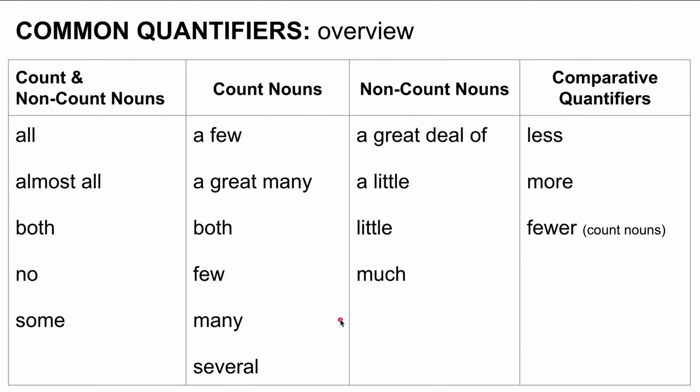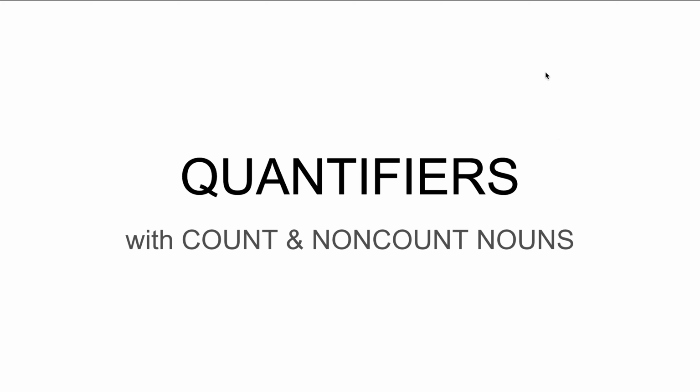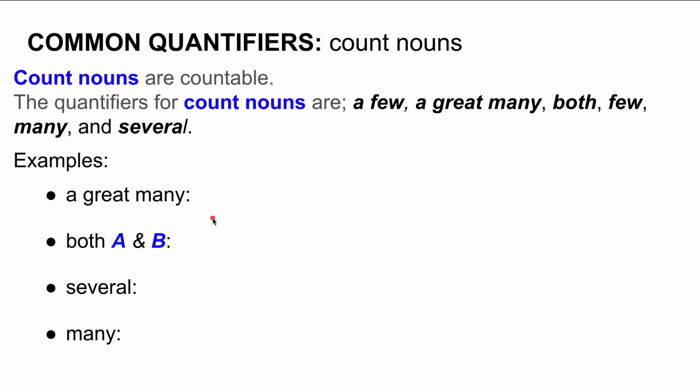Moving forward, a quick overview. We will be looking at four different types of common quantifiers. These are common quantifiers that work with both count and non-count nouns, those that work only with count nouns, those that work with only non-count nouns, and those that are used to make comparisons. These are called comparative quantifiers. So moving forward now, let's look at quantifiers with count and non-count nouns.